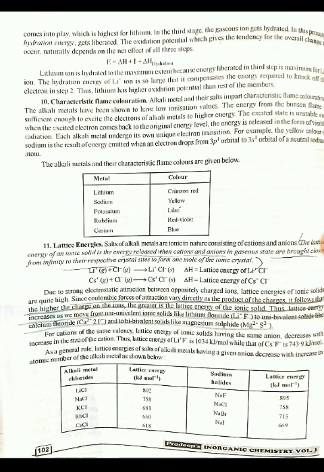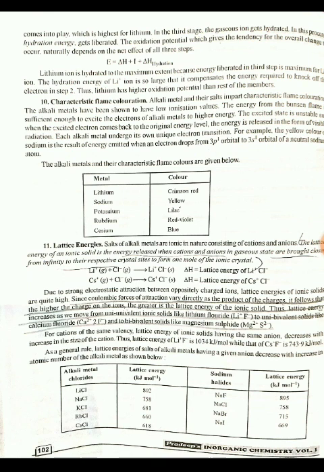11th, lattice energies. Salts of alkali metals are ionic in nature, consisting of cations and anions. The lattice energy of an ionic solid is the energy released when cations and anions in gaseous state are brought closer from infinity to their respective crystal sites to form 1 mole of the ionic crystal.